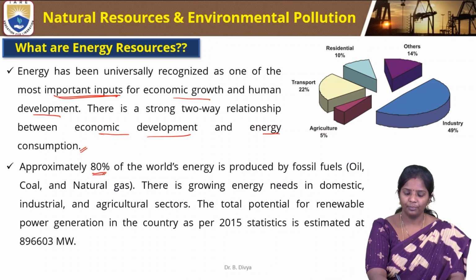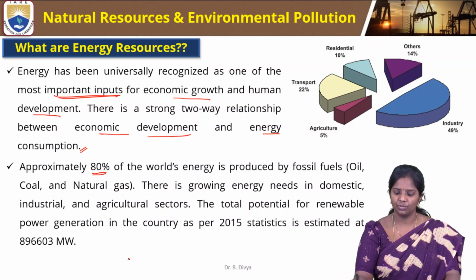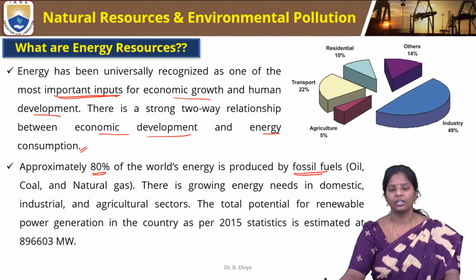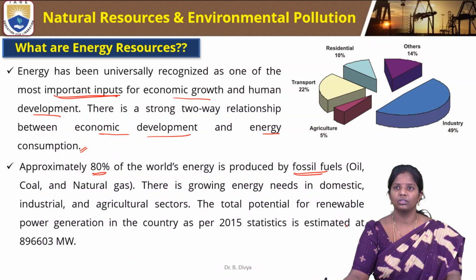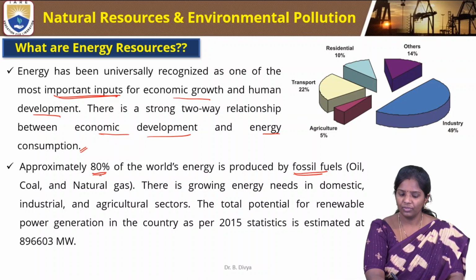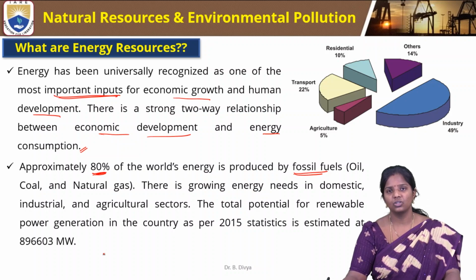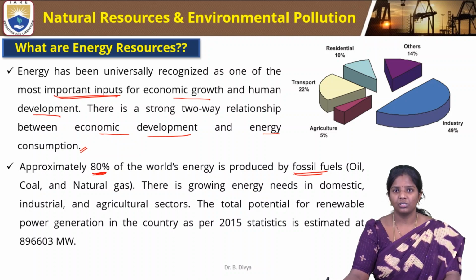So approximately 80% of world's energy is produced by fossil fuels. So in the previous sessions we have understood, like, fossil fuels are nothing but coal or petroleum that is being produced from the decay of organic matter from the animals and plankton. So these fossil fuels are non-renewable. That means they get depleted. So most of the energy that the world is using is from fossil fuels. Like 80% is from the fossil fuels.